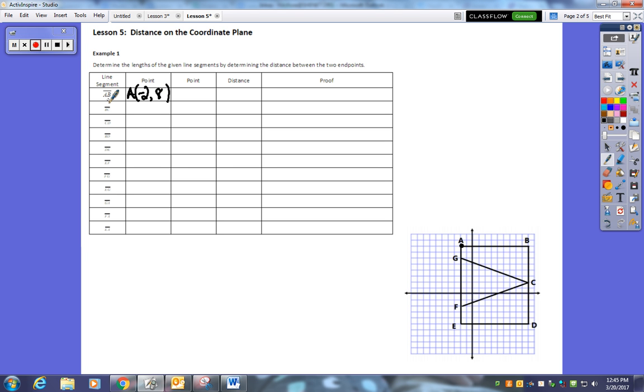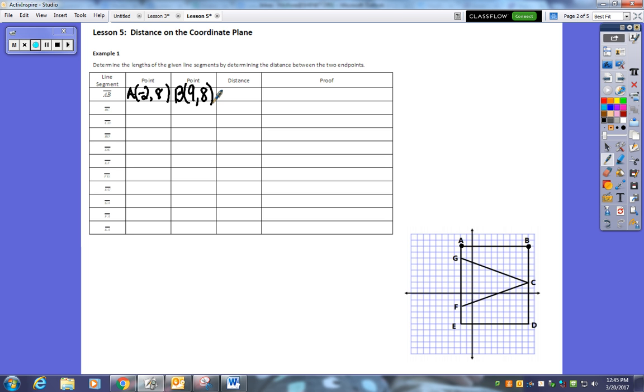The other point in the line segment is B. So for B, I would go over to the right, which is positive. 1, 2, 3, 4, 5, 6, 7, 8, 9. So 9 is my first number in my ordered pair. And then I'm going to go up, and since B is directly across from A, that means it's also at 8.